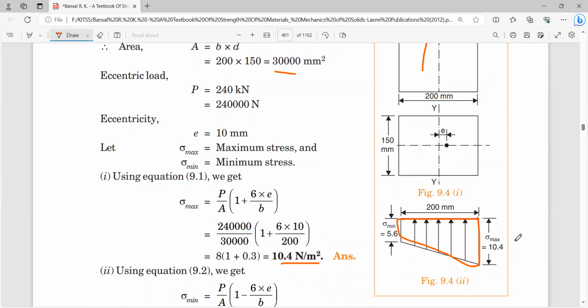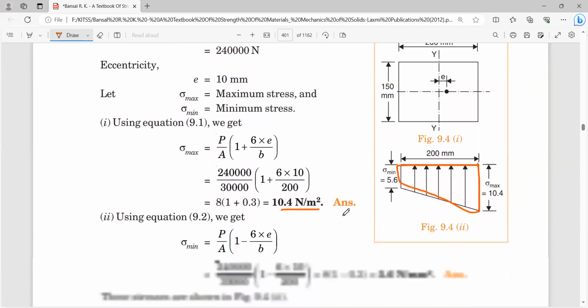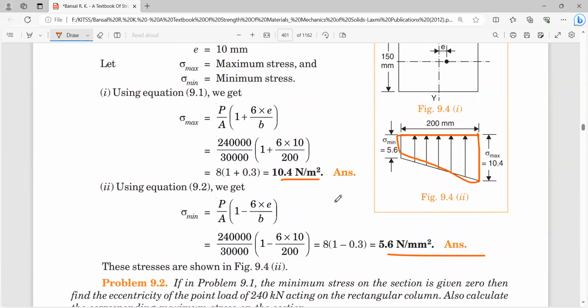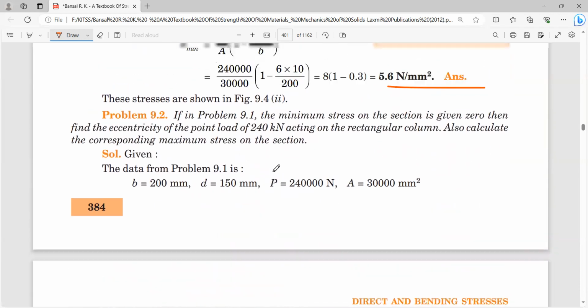So the maximum stress we calculated is 10.4. You need to represent it here. The minimum stress you need to represent here, and you need to draw this diagram. So this is the basic way to calculate maximum stress and minimum stress. So now we'll see another problem.